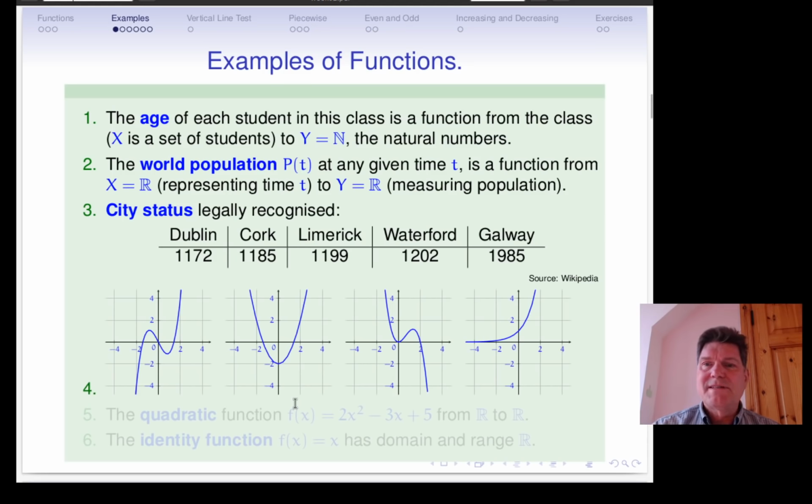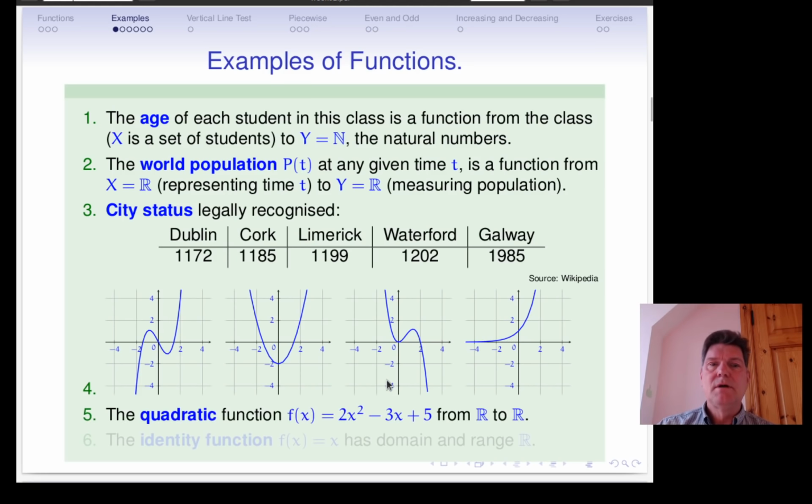The fourth example consists of a list of 4 functions here represented as graphs in the xy plane. I won't discuss the details of these now. Maybe just point out that the last one on the list here, that's exponential growth. Starting off slowly, barely recognizable, and then it takes off suddenly and disappears, growing faster and faster.